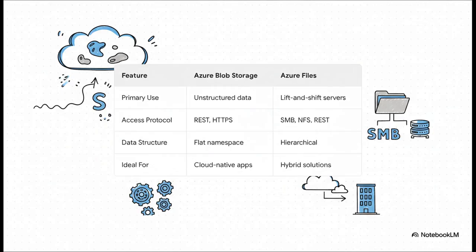All right, let's break this down nice and simple. Think of it this way. Azure Blob Storage is for your objects. It's for your media files, your backups, all that data for big data analytics. You get to it over the web with HTTPS, and remember that flat structure we talked about? It's perfect for modern cloud-native applications. On the other hand, you've got Azure Files. You use this when you need a classic shared file server. It speaks that familiar SMB language, it gives you real folders and subfolders, and it is the go-to for lifting and shifting old servers or just giving your team a shared drive in the cloud.